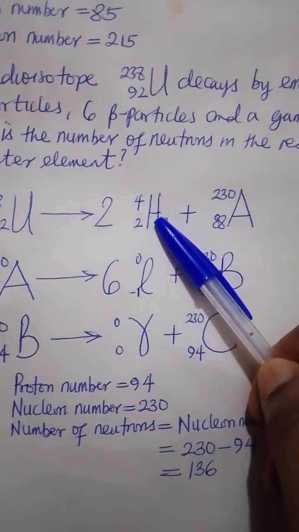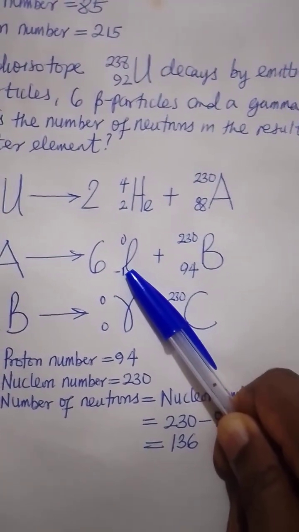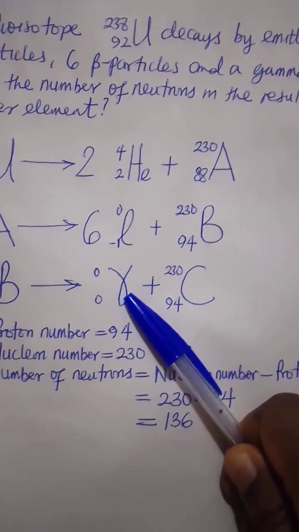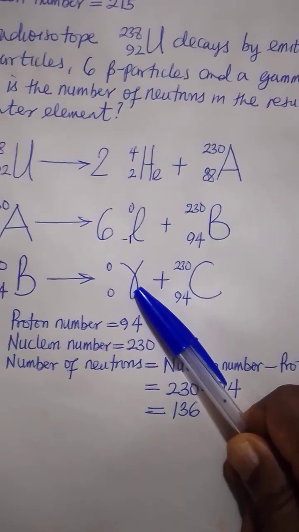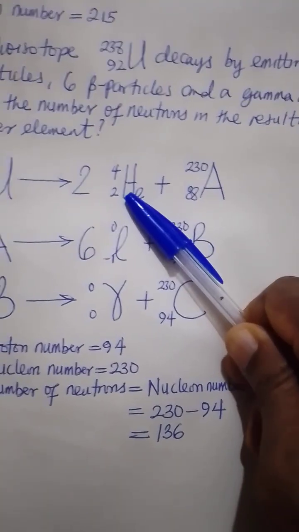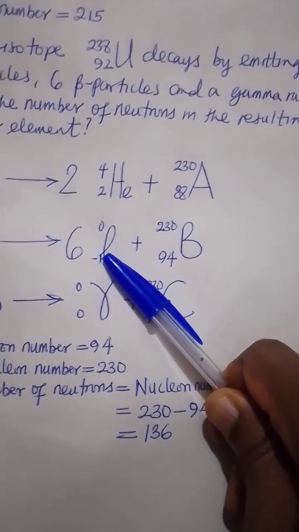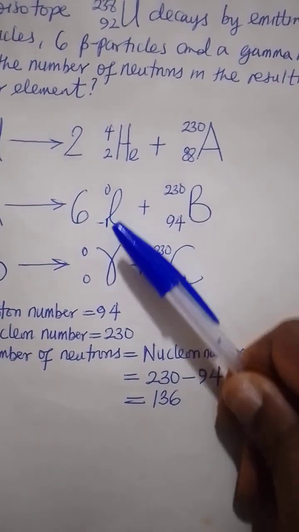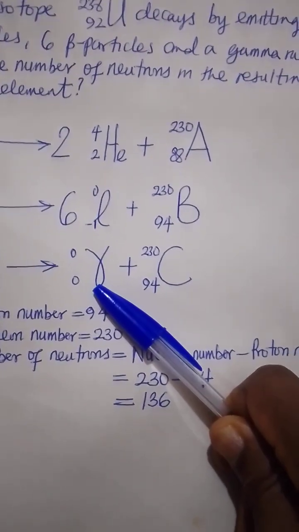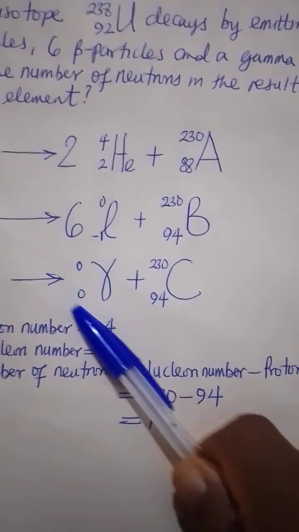You need to commit the symbol for alpha particle, the symbol for beta particle, and the symbol for gamma ray to memory, so that anytime you hear alpha particles, you just remember it is helium nucleus. Anytime you hear beta particles, you know you're talking about fast moving electrons. Anytime you hear gamma ray, you know you're talking about electromagnetic radiation of very short wavelength, and then it is represented this way.